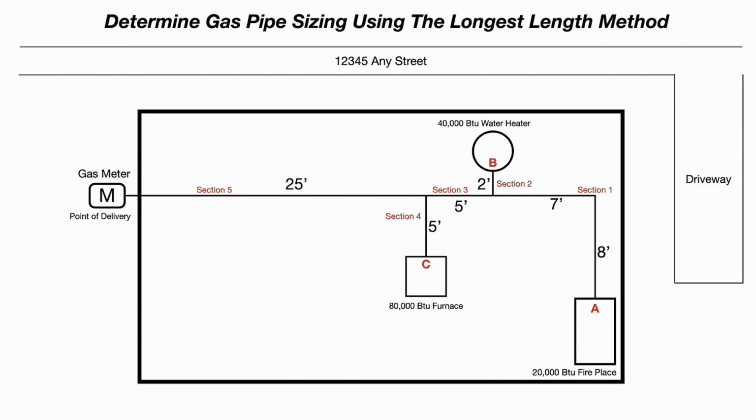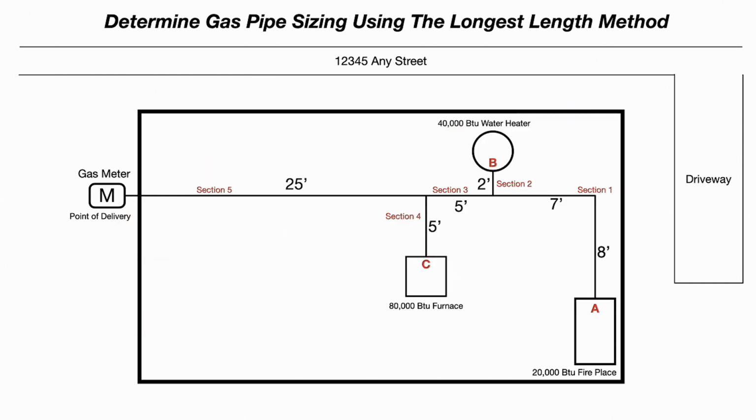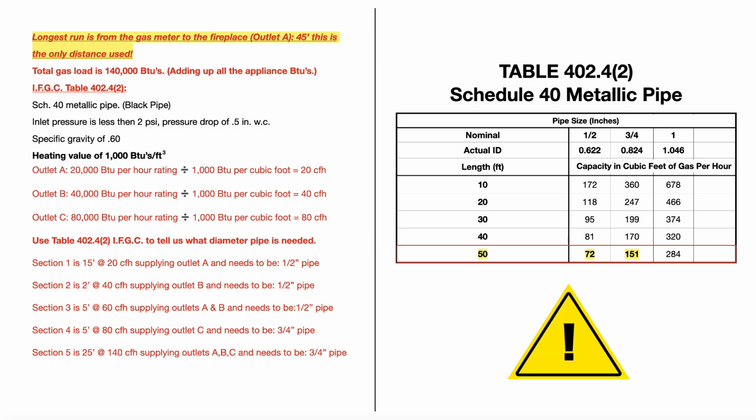So you're going to need a copy of the International Fuel Gas Code book. And there are several different tables in the International Fuel Gas Code book. It's important that you're looking at the correct table. In this example, we're going to be referencing table 402.4 for Schedule 40 metallic pipe.